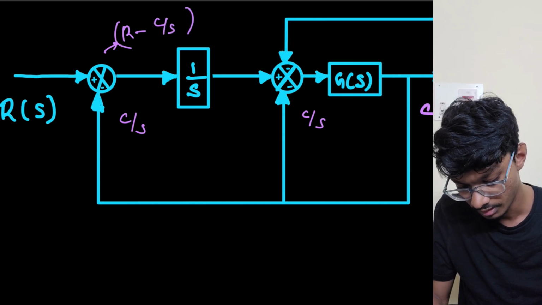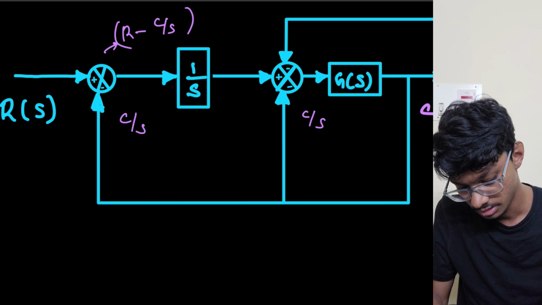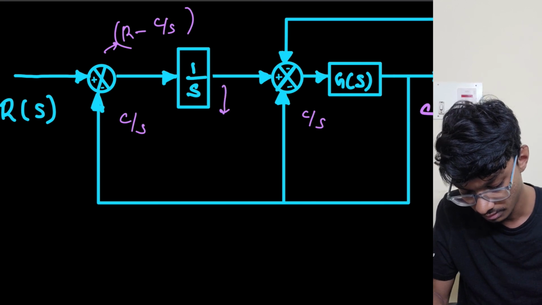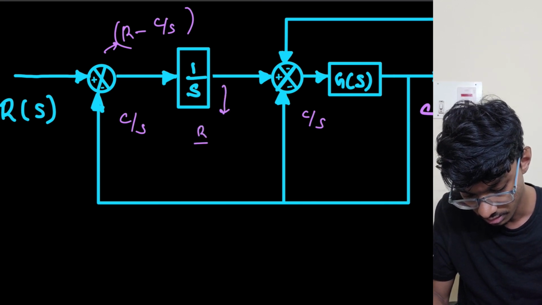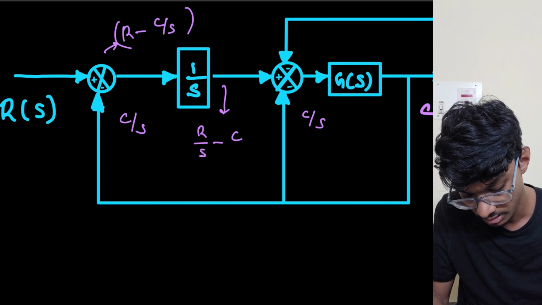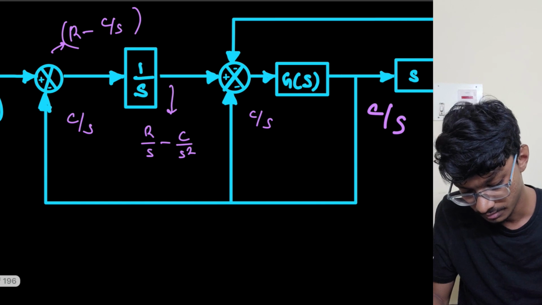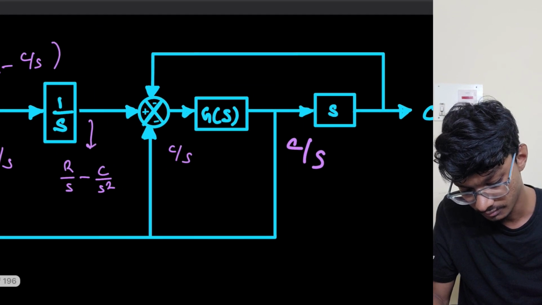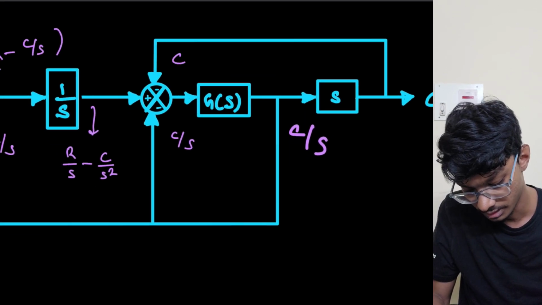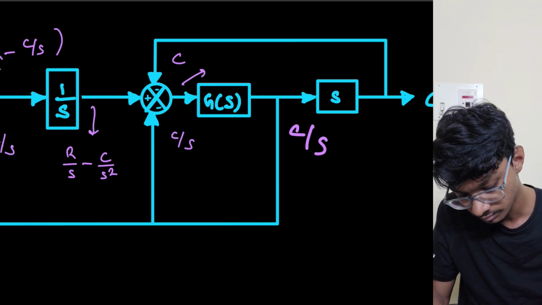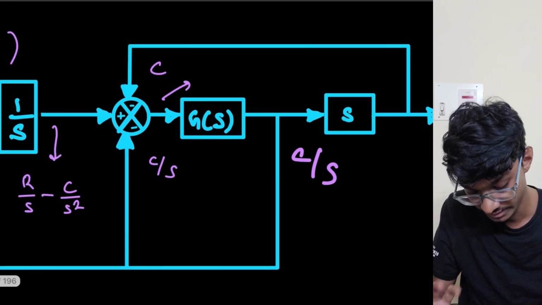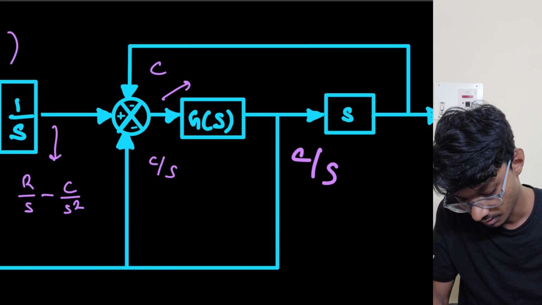Now we are multiplying this with 1 by S. So what is our output here? This is R by S minus C by S square. Now again we're subtracting C by S over here, and we're subtracting C over here. So what is the output here? Let me draw in different colors. This is very difficult right now.